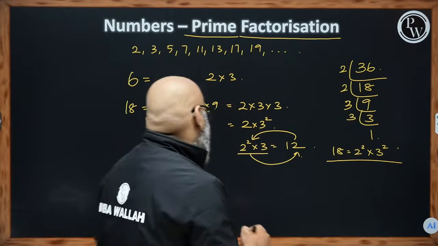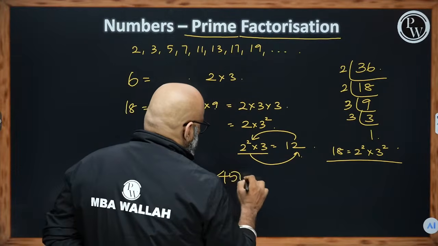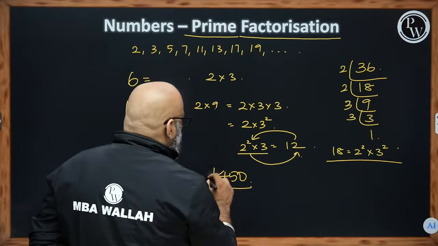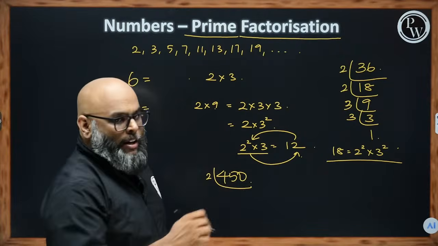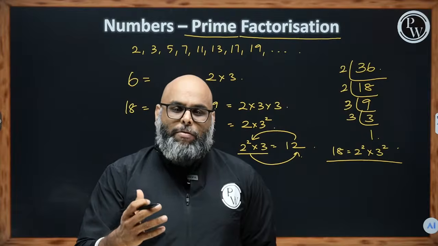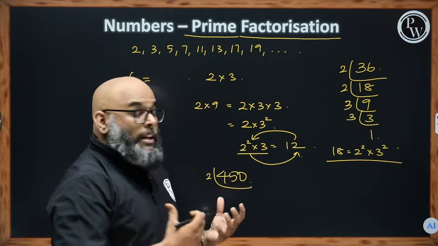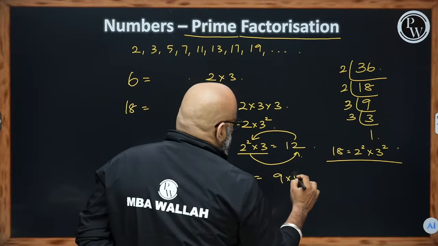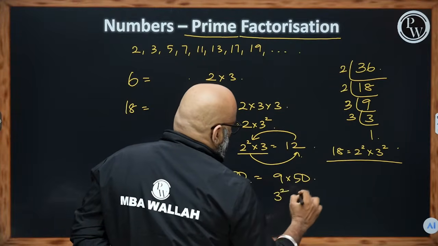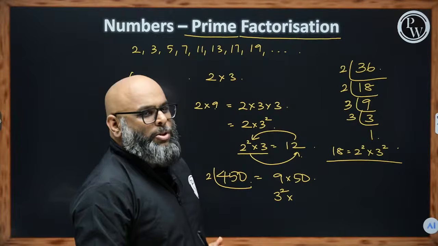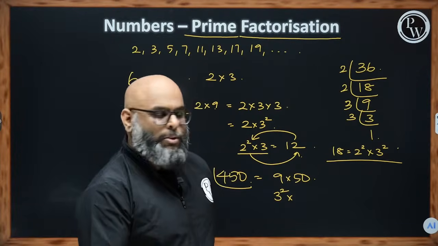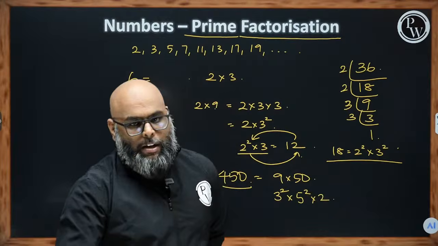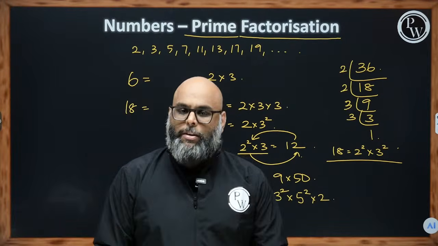For example, if I give you 450, we shouldn't be doing it as 2 into 225, 5 into 45, 5. At some point, you have to cut it down and think of other ways. I can write 450 as 9 into 50. 9 can be written as 3 square. 50 can be written as 25 into 2, and 25 will become 5 square. So that's 3 square into 5 square into 2. The order doesn't matter. All that matters is you get all of them right.